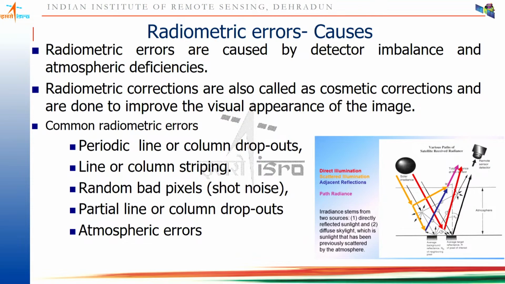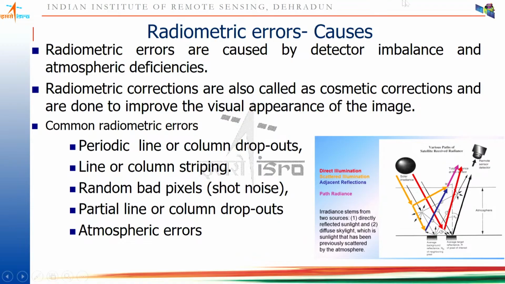Now, if you have heard the term radiometric resolution, we know it is the quantization level. That means the brightness levels. So if the brightness value or the digital number of a particular pixel is distorted, that means there is a radiometric error. And it's a value which is in error, so it is caused by the detector. Either the detector has gone faulty or there is some atmospheric error. Right? So radiometric errors are caused by detector or sensor imbalance and atmospheric deficiency, two main reasons.